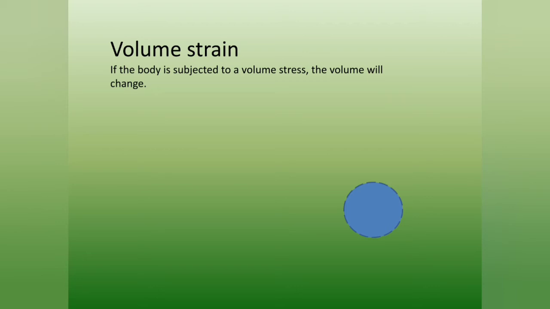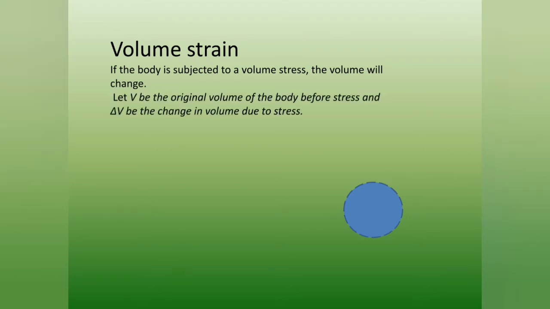Let delta V be the change in volume of the sphere. Then, the volume strain is equal to change in volume by original volume. Delta V is the change in volume. Original volume is V. So, we have delta V by V.